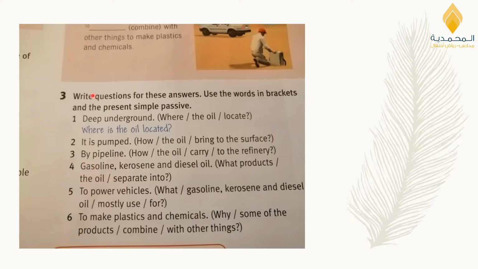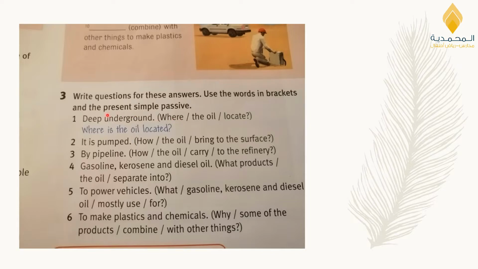Exercise 3. Write questions for these answers. So the answers are at the beginning of each question. Okay, so this is the answer for number 1. This is for number 2, 3, 4, 5, and 6. What do we need to do with those? We need to use the words in brackets and the present simple passive. So, do you see the words in brackets here? So here we're going to have to use the present simple passive to make a question.